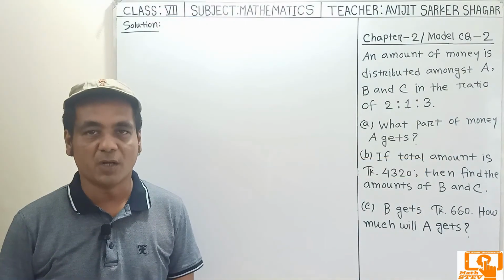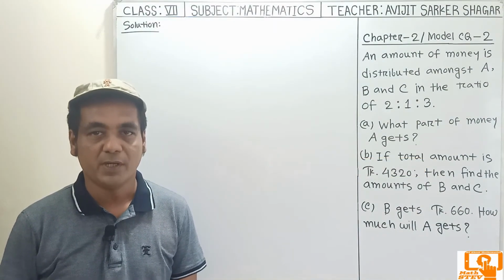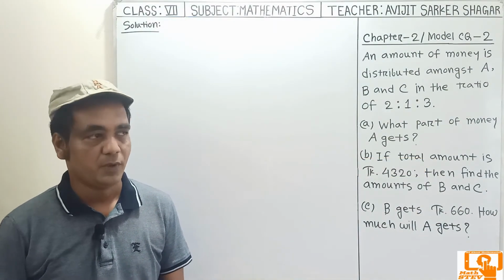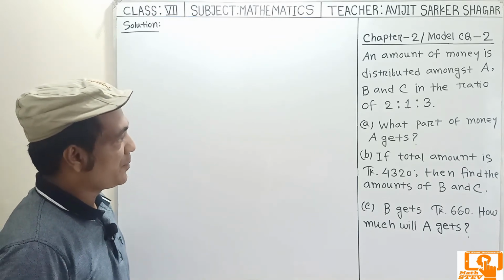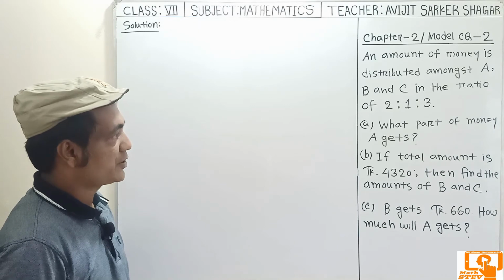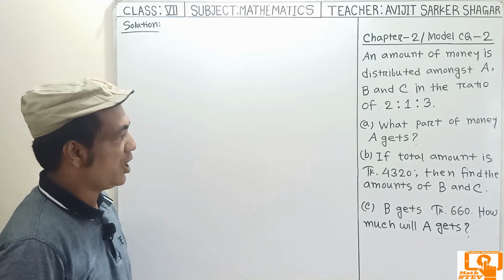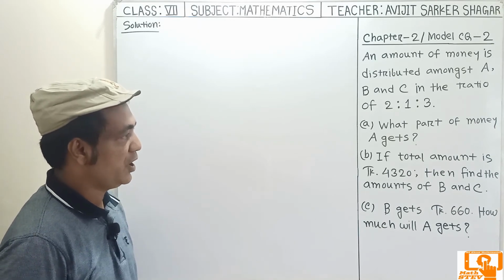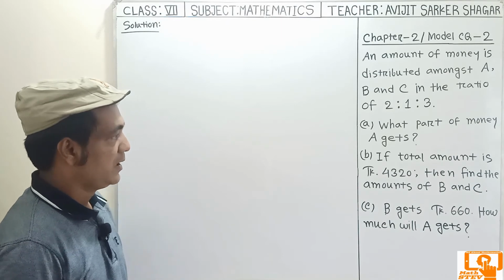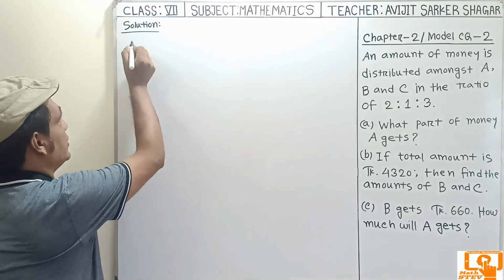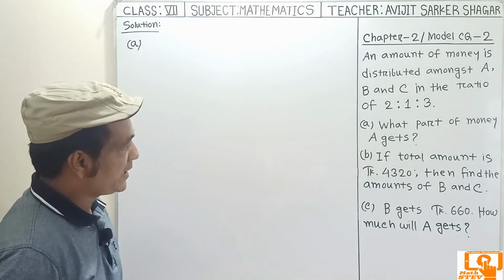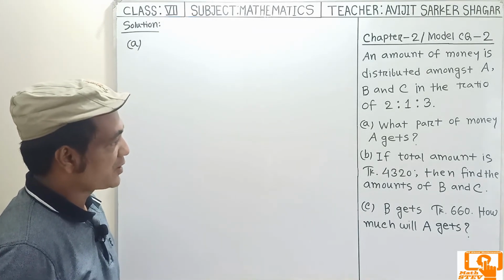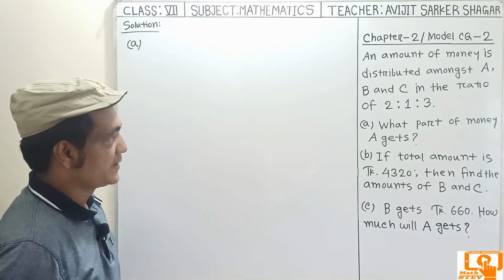I am going to solve model creative question 2 in chapter 2. In model CQ2, an amount of money is distributed amongst A, B and C in the ratio of 2:1:3. Now, solution A. Our question in A: what part of the money does A get?